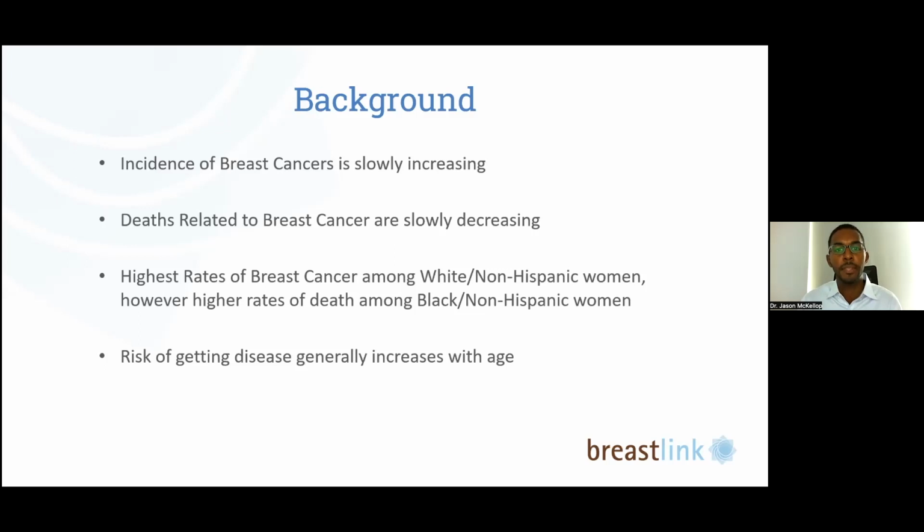However, if you look at the rates of death associated with breast cancer, these mortality rates are highest among Black or non-Hispanic women. The reasons for this discrepancy are multifold and probably beyond the scope of this discussion, but it's an interesting thing to note when looking at the epidemiology of the disease. We also know that the risk of getting the disease generally increases with age, and that the average age of diagnosis for breast cancer is somewhere in the mid-60s, approximately age 64. When we look at the entire population, the disease is typically diagnosed in the mid-60s.